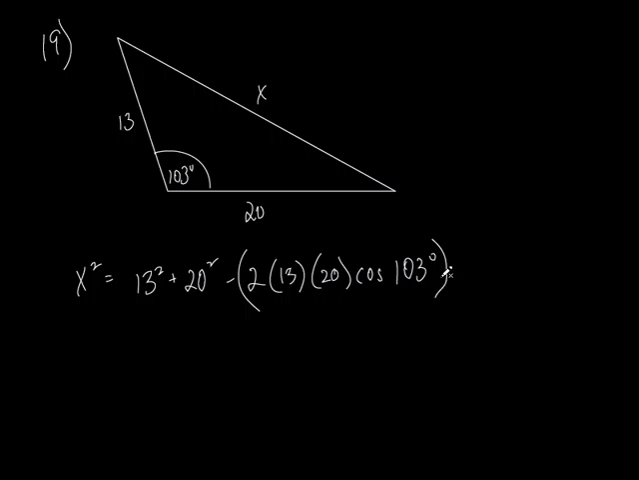But that's not my answer. If I hit equals, that's not my answer. That just gives me all this stuff. If I want to get x by itself, I've got to take the square root. So I hit square root, and once you hit square root, you should get 26.2.